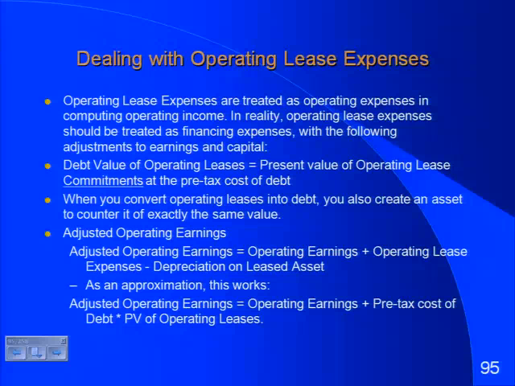Here's what I meant about ripple effects. If you decide to do this, you now put a new item in your balance sheet, right? Debt. Let's call it operating lease debt, $13 billion. So now on the liability side, you've got a $13 billion debt. On the asset side, you need a $13 billion asset.